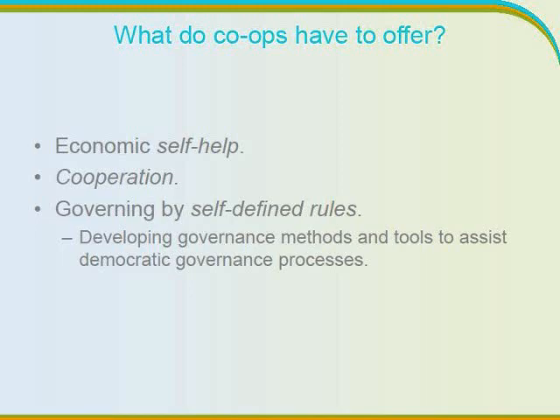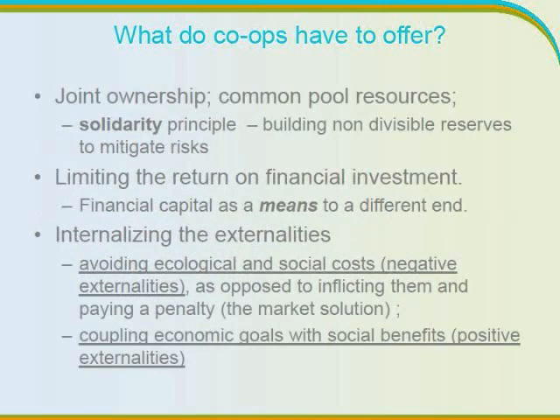So we're talking about cooperatives as economic self-help, cooperation. They're governed by self-defined rules, which again is the work of Elinor Ostrom and her co-authors. We need to develop, we're developing governance methods and tools to assist democratic governance processes, so this is something that's valuable, and we need more work to do there. What do co-ops have to offer? Well, joint ownership, common pool resources through the principle of solidarity, building non-divisible reserves to mitigate risks.